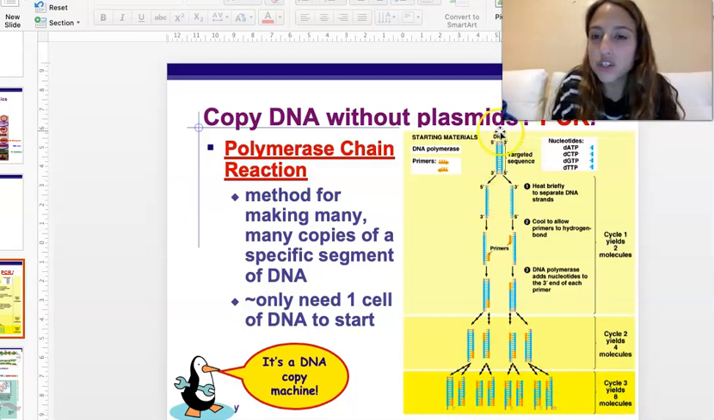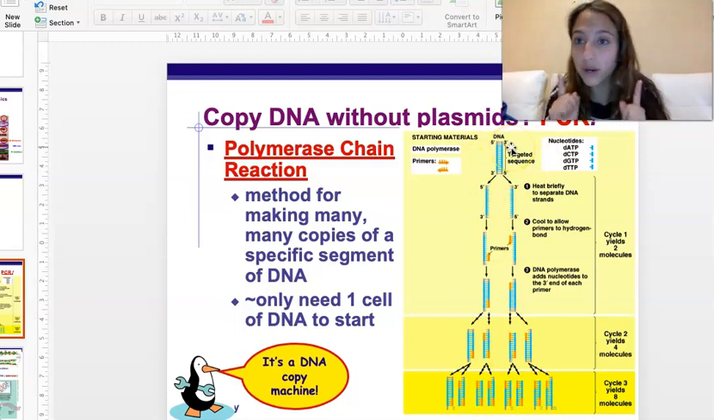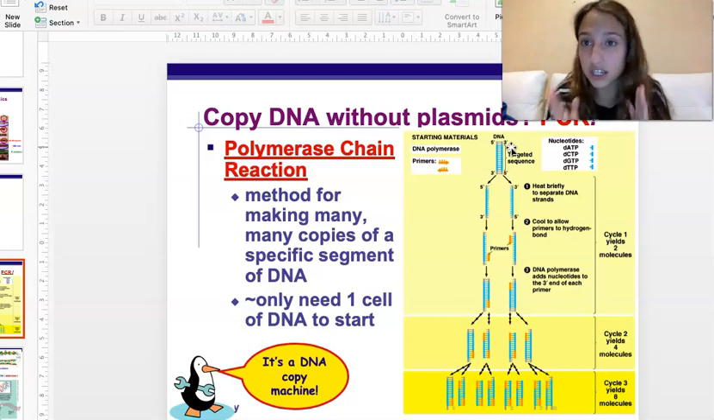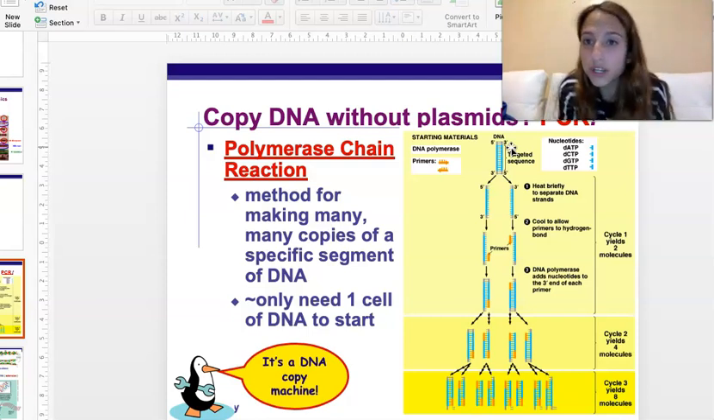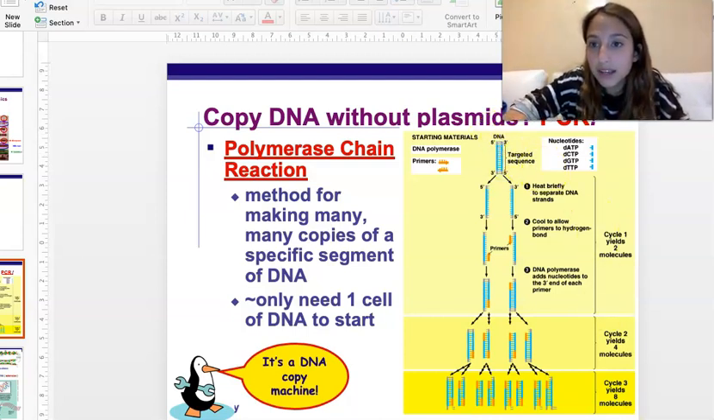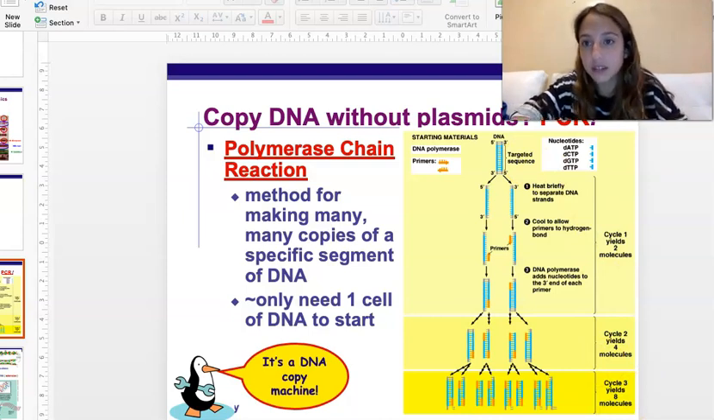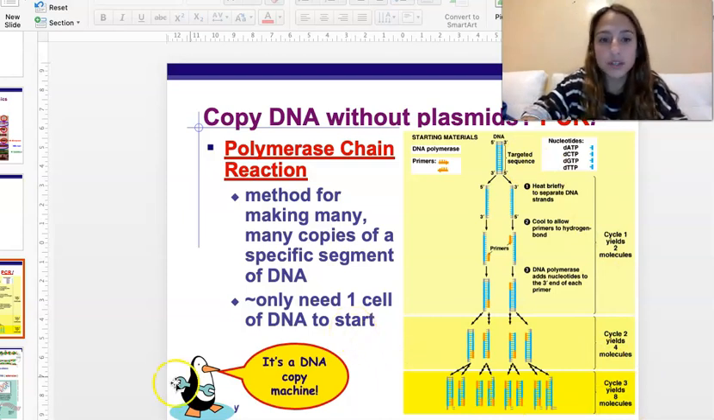So out of just, let's say that we only have one cell in our sample, it's only one cell big, and we need a whole bunch of that gene or of that DNA that we're trying to analyze and target, what we can do is put that cell through this process for many, many cycles and end up with thousands of copies of that DNA sequence. Okay, so this is polymerase chain reaction.